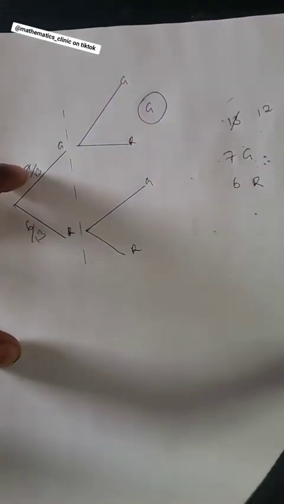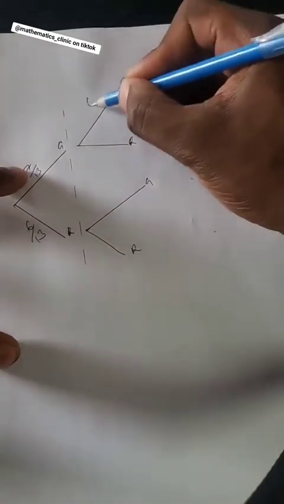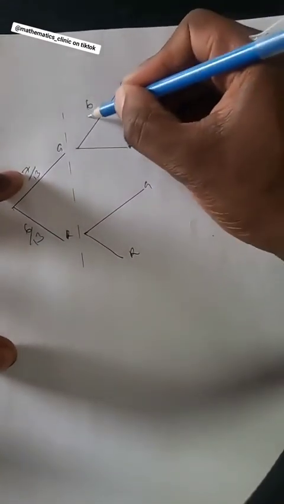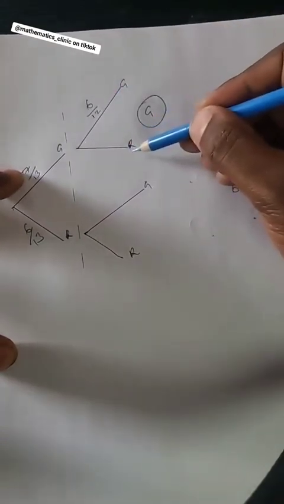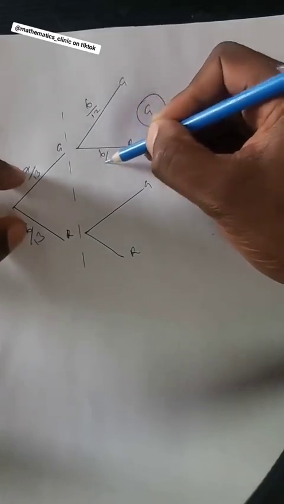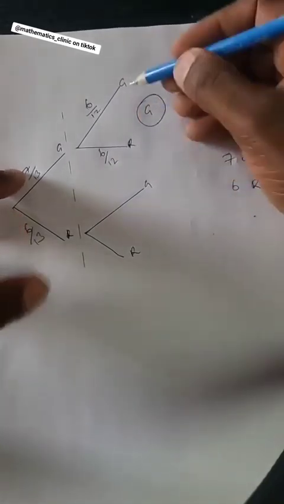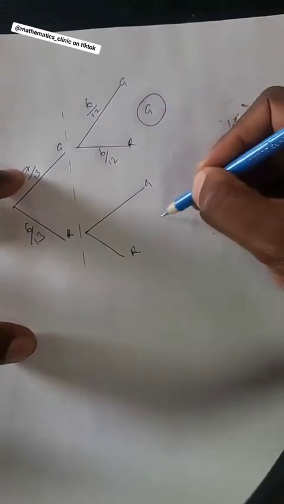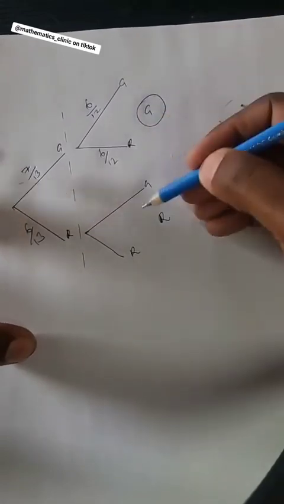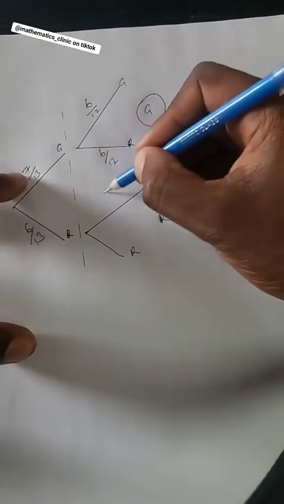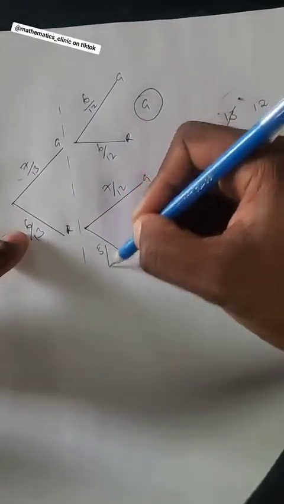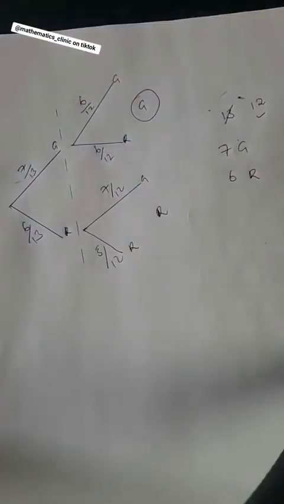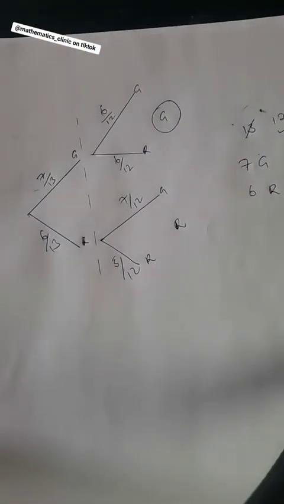So it will now be 6, but out of 12. Then we say maybe it wasn't even a green apple that she ate. Maybe it was a red apple. So if it was a red apple, that means the total number of green apples will still maintain to be 7, but out of 12. But the red apples will be 5, but out of 12. This is how you illustrate on the tree diagram.